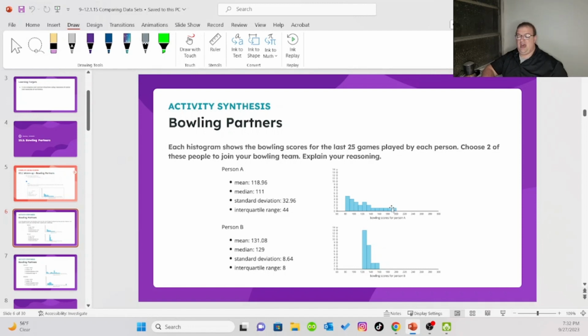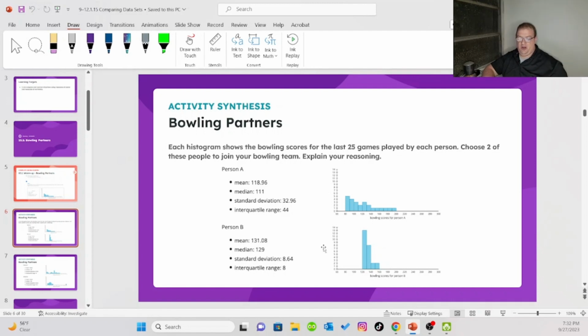So it just depends. Are you willing to risk the majority of the time this person scoring low for the possible reward that this person is every now and then going to pop out one of these games where they can bowl a 180, a 190?